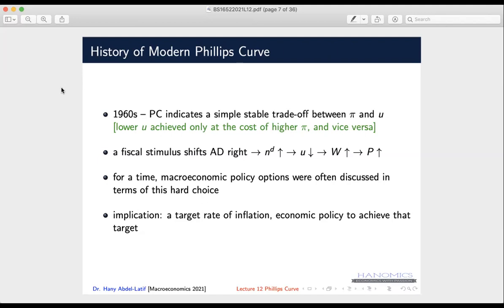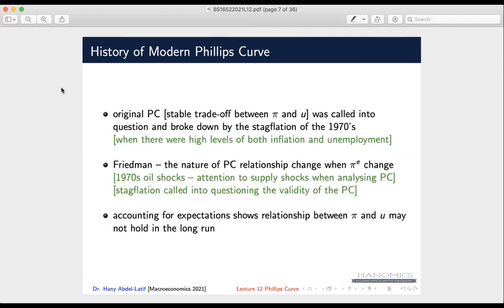So the idea here is that for some time the policy option was basically a choice. If you want to reduce inflation, then you have to tolerate unemployment, and if you want to reduce unemployment, that will come at a cost of inflation. So basically, you need to decide what rate of inflation you will target, and based on that, you decide where to be between inflation and the unemployment rate.